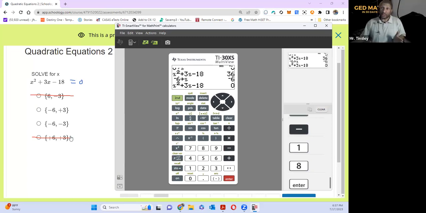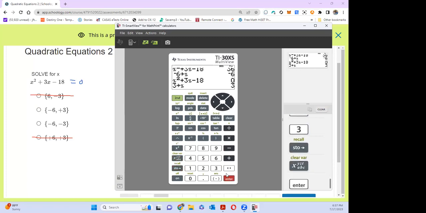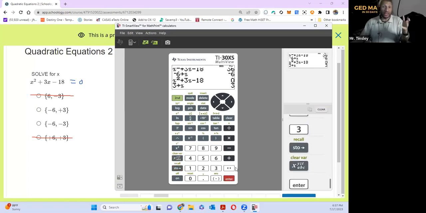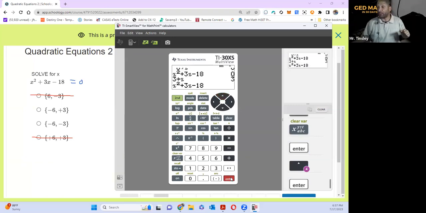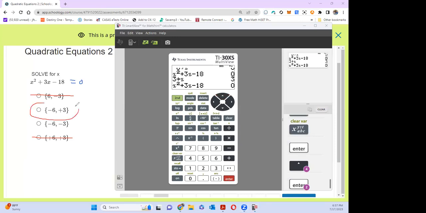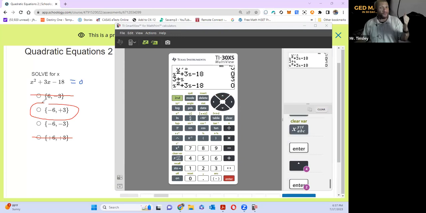So I know minus 6 is a solution. So now I'm going to try 3. 3, store x. Now, instead of typing that quadratic expression again, I'm just going to go up, because I've been practicing in Mr. Tinsley's ebook, I don't have to write it again. I can go back up to the quadratic equation, press enter once, press enter again. Did I get 0? Yes, you did. That's no solve. That's no factor. That's no factor pairs. That's no finding zeros.